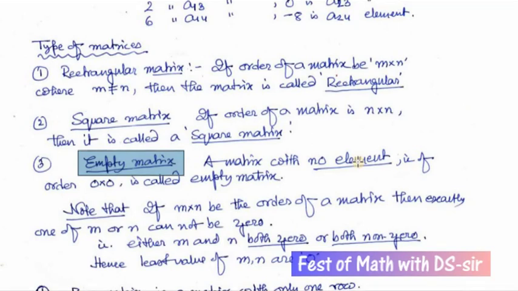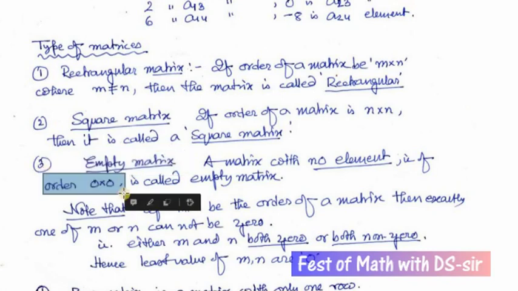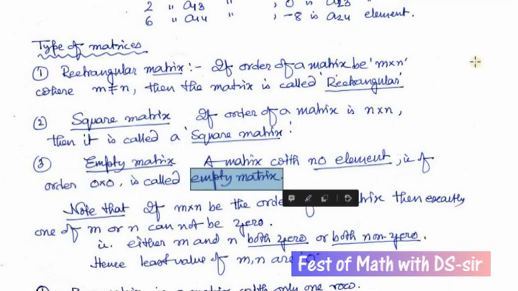It is represented by a blank third bracket or first bracket. Its order is 0 by 0. It is called the empty matrix.